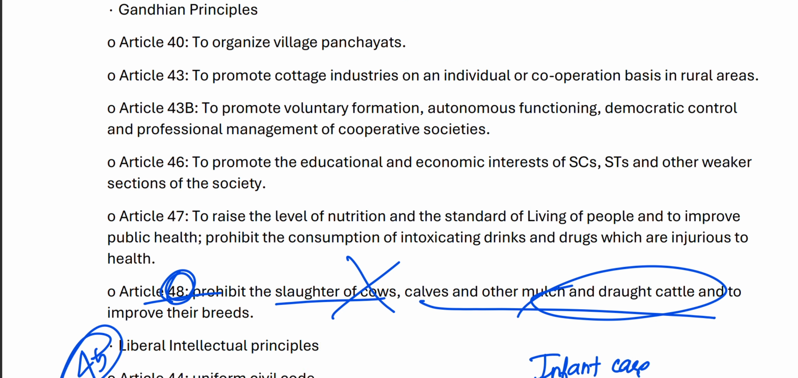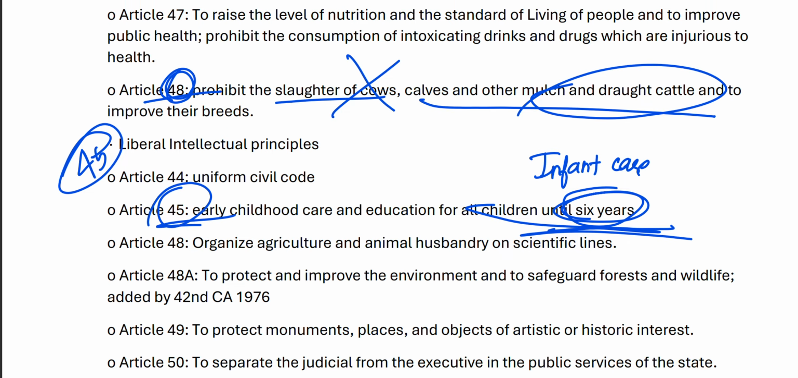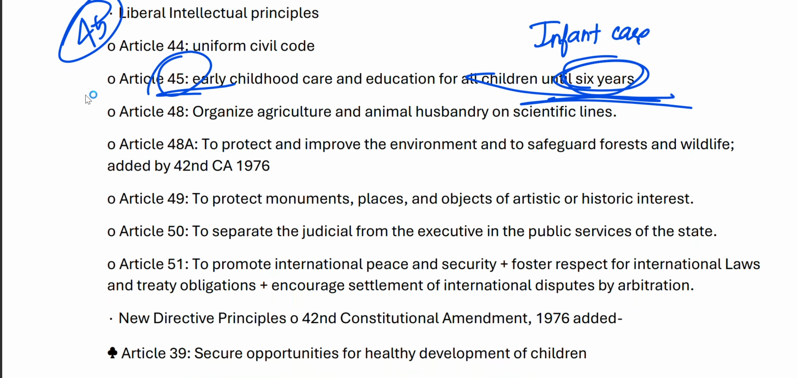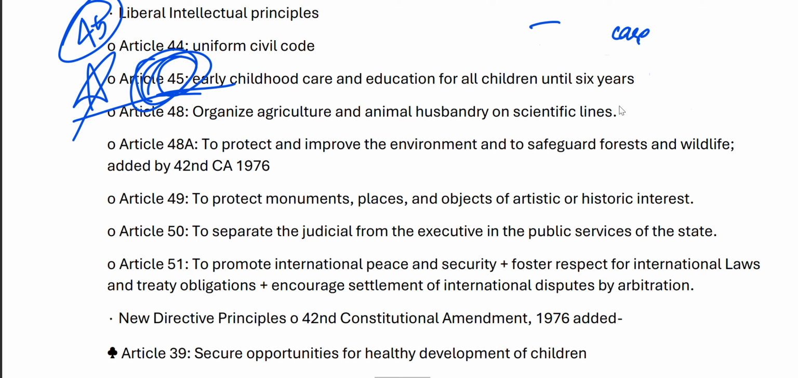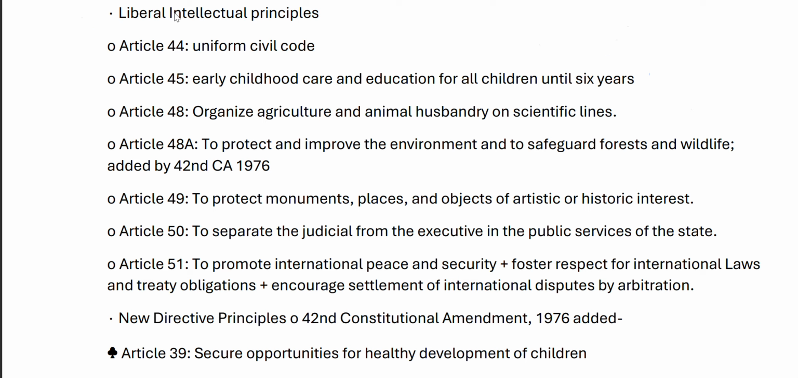Now we have 45, which is early childhood care and education for children until 6 years. So until 6 years we need to give early childhood care. Again, in 48 we have organization of agriculture and animal husbandry. 48A is added. Now 39F is added. 43A is added.